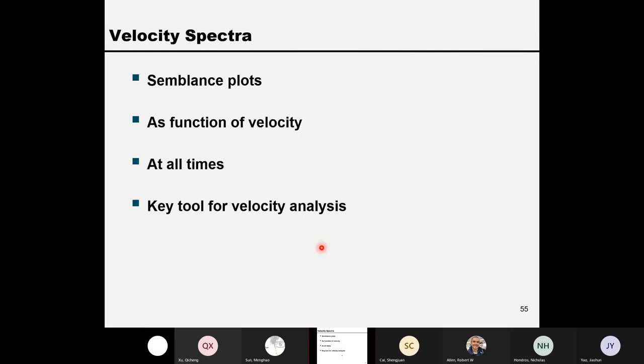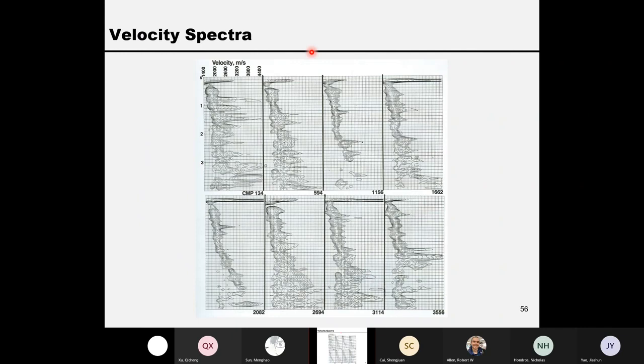Most likely for the undergrad students, the first job, at least 10 or 20 years ago when I was in industry, most likely your first job is to do this. You spend a few months picking velocity from the velocity spectra. The spectra look like this: the vertical axis is time, the horizontal axis is the velocity. For different velocity, you have generated different semblance, shown under the energy contour here, right?